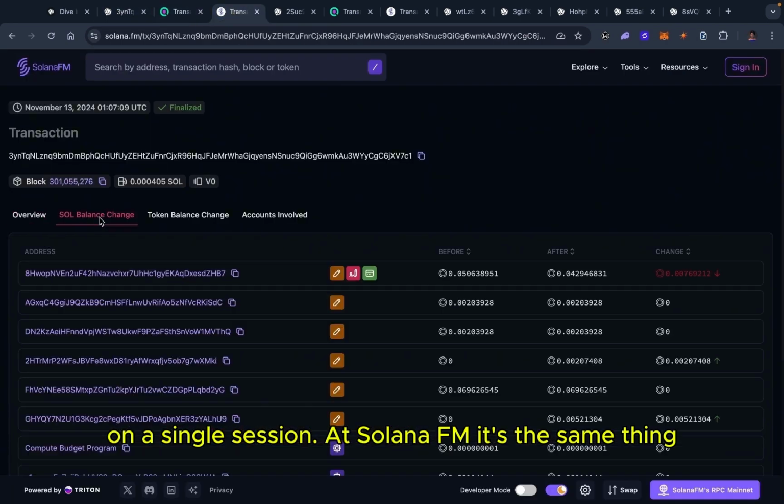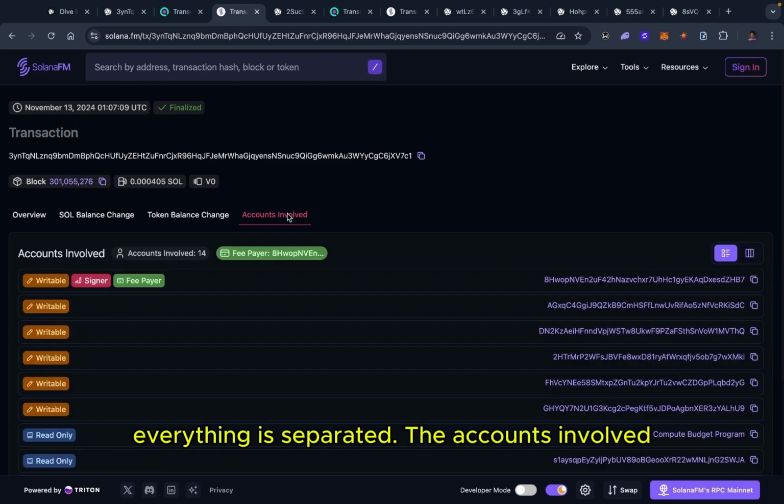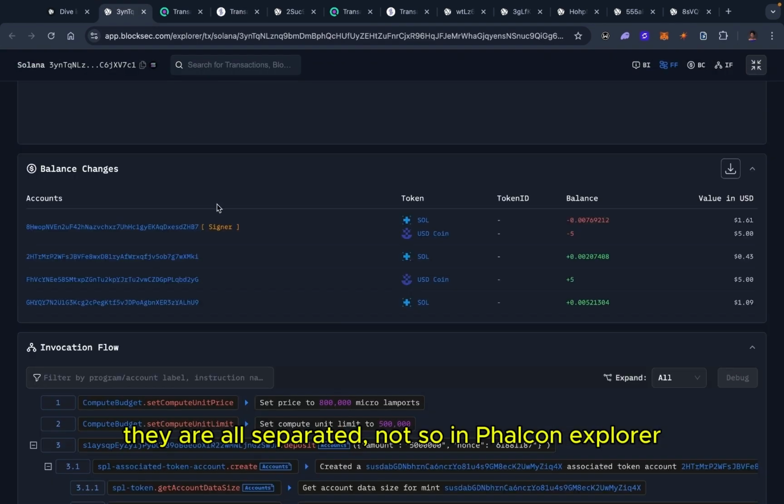At SolanaFM, it's the same thing. Sol balance change, token balance change, everything is separated. The accounts involved, look, they're all separated. Not so in Phalcon Explorer.